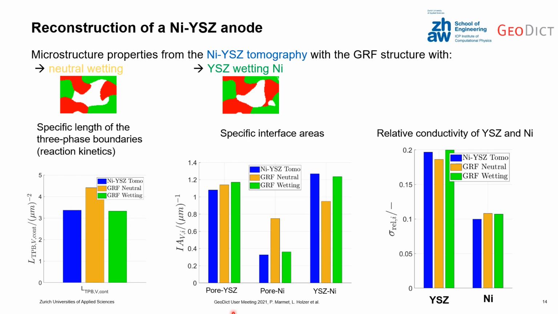Also, for the specific interface area between the phases, you see that they are quite sensitive to this wetting behavior, and they match only well if this wetting behavior is taken into account. On the other hand, for the relative conductivities of YSZ and nickel, you see that they are less sensitive to this wetting behavior. In sum, the Gaussian random field structure with the matched wetting shows a very good agreement with the tomography data. However, this could be further improved by using automated algorithms for this matching.